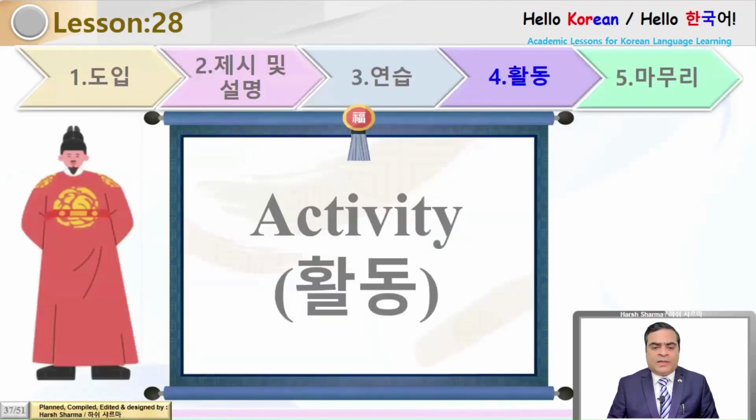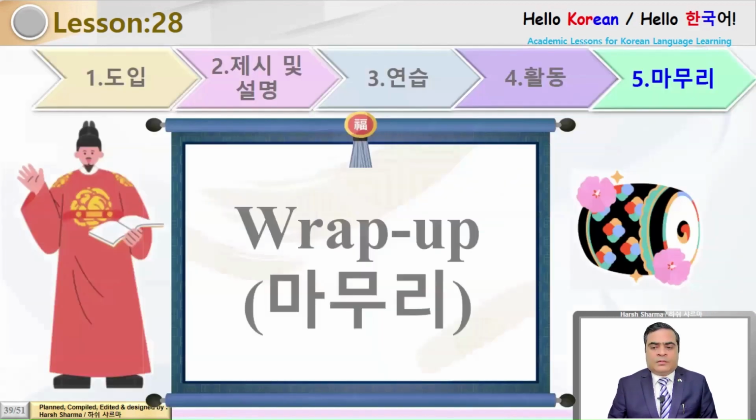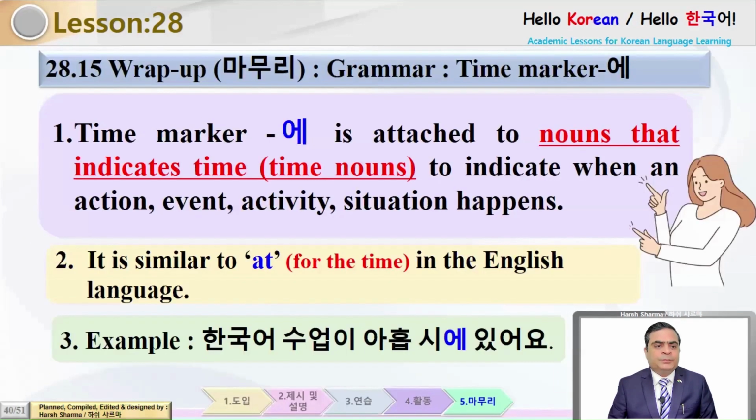It's time to do some more activity. We can see there are 5 clocks, everyone. See time carefully and write in your notebooks. What is the time in number 1, 2, 3, 4, 5? Yes. Pause the screen now. After writing the time, go to the next screen. That is to wrap up this lesson 28 now.